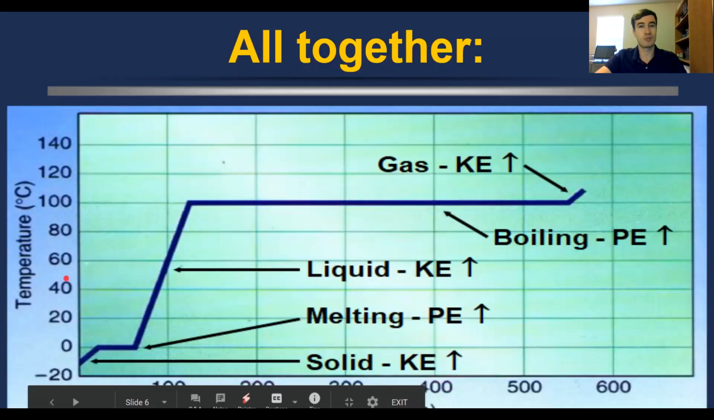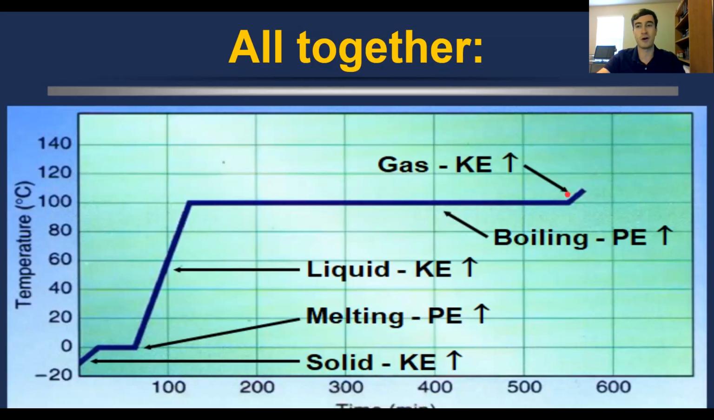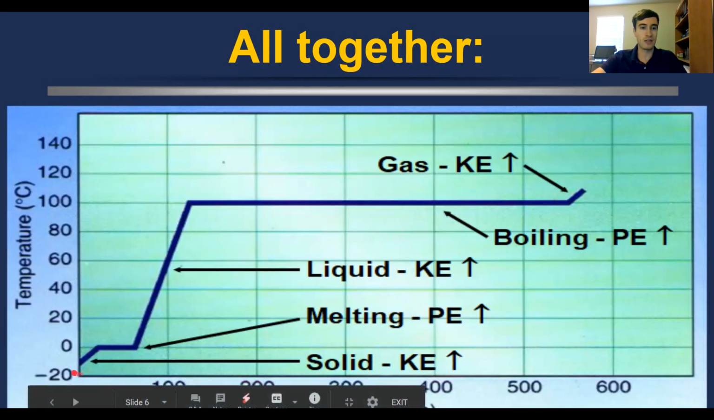All right, so we have this line here, and this represents the temperature of, in this case, water, as we take it from a solid block of ice and heat it all the way to where it boils away into gas. And so we've got these parts of the graph that go up, right? There's this part down here, and this part in the middle, and this part at the end.